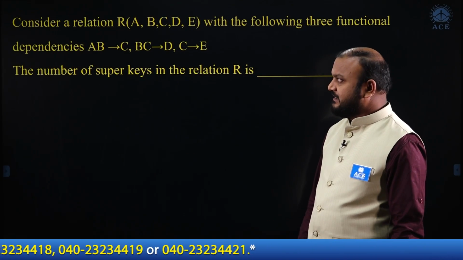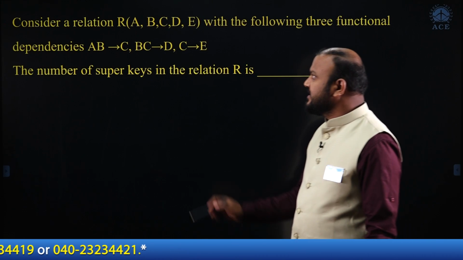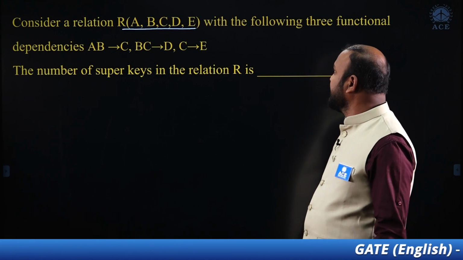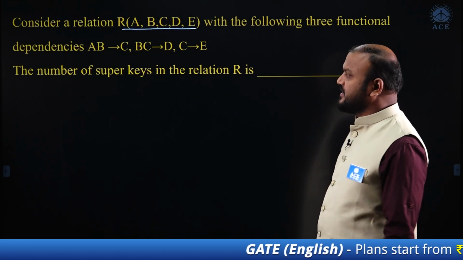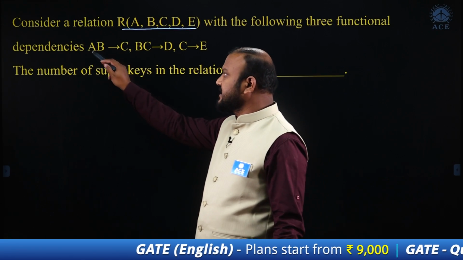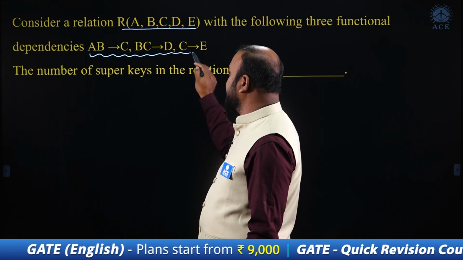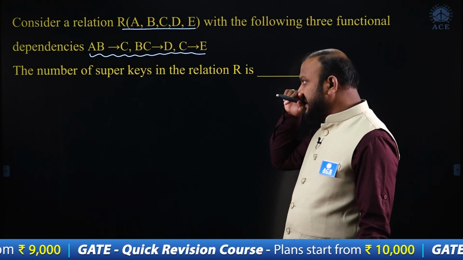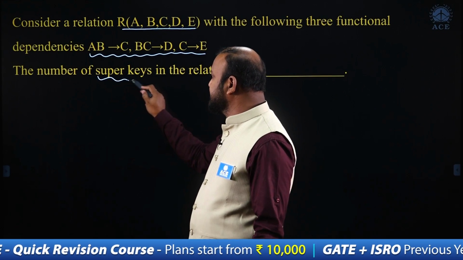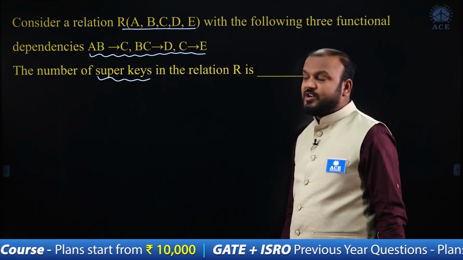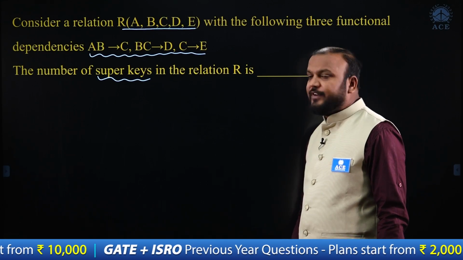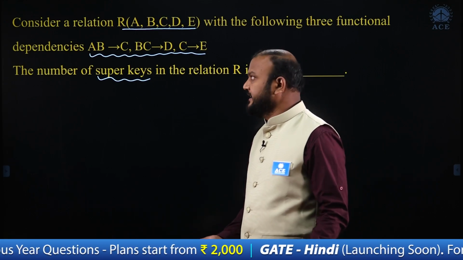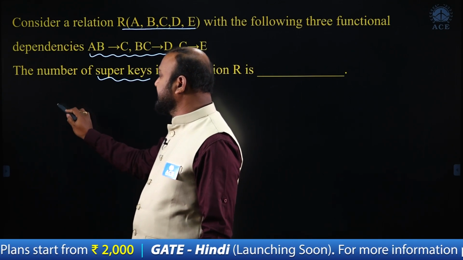Here it is a question given, consider a relation R of A, B, C, D, E. 5 attributes are given with the following 3 functional dependencies. The dependencies are AB to C, BC to D and C to E. Then the number of super keys in the relation R is how many super keys? How do you find super keys? In order to find super keys, first you need to find the candidate key. What is the candidate key of this relation?